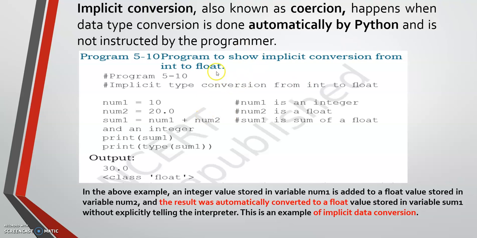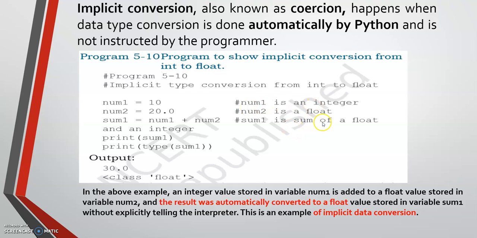Now look at this example here. Program to show implicit conversion from integer to float. Integer values, that is when it is a whole number, and float values when we have a decimal point. So the first value here is 10 and the second value is 20.0. The first value is an integer, the second value is a float value, and our program is to convert from integer to float. So the sum is going to be num1 plus num2, okay?